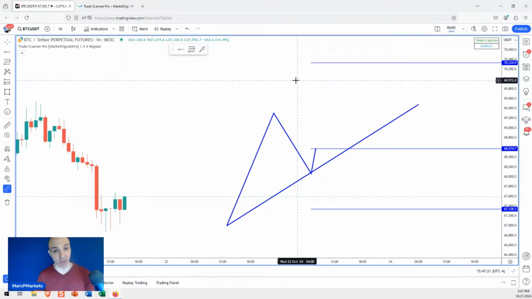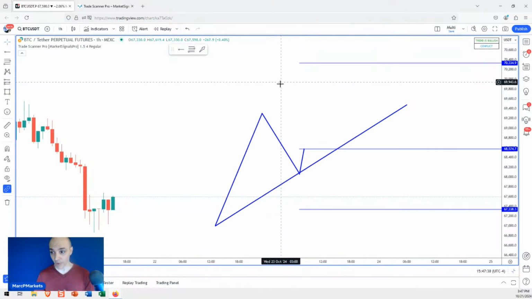If you're working on a 1 hour chart, it's going to give you certain parameters relative to that chart. So it always keeps you within reason, right? First of all, that's one of the biggest values.